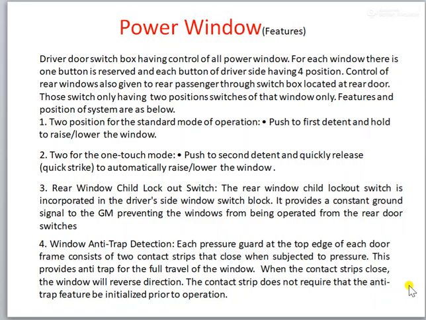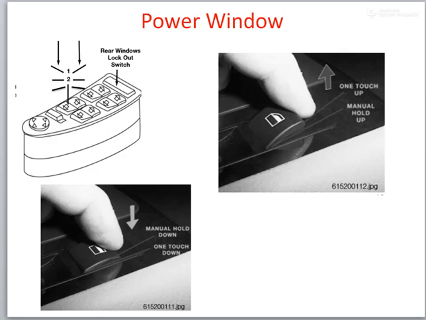Okay, by sensing the force or the change in strain, the part which is trapped in the window and the glass gets identified. Once it is detected, the window will move in the reverse direction to give that person a chance to remove that object. So this is the window anti-trap detection system. We will see the window in this image.